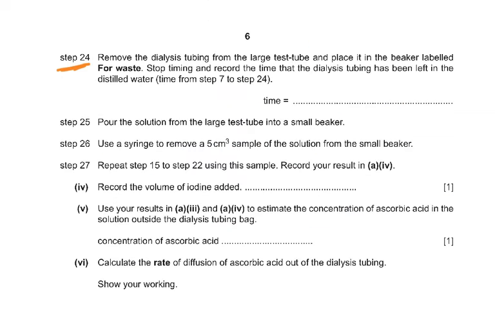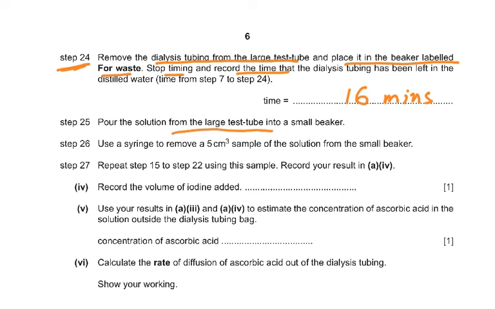Then it says step 24, remove the dialysis tubing from the large test tube and place it in the beaker labeled for waste. Stop timing and record the time. Now it was at least 15 minutes. So maybe you left it for 16 minutes, or 17 or 18 minutes. But it depends, because it says at least 15 minutes, but it didn't say exactly 15 minutes. Maybe when you figured it out it was 15, it was actually 16 minutes. So stop timing and record the time that the dialysis tubing has been left in the distilled water, the time from step 7 to step 24. So maybe 15, but it had to be 15 or more than 15.